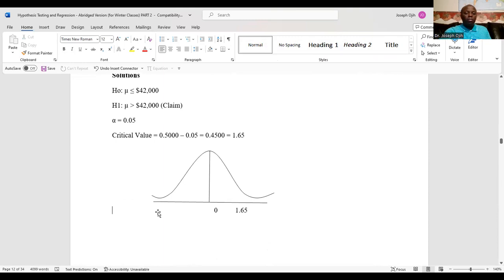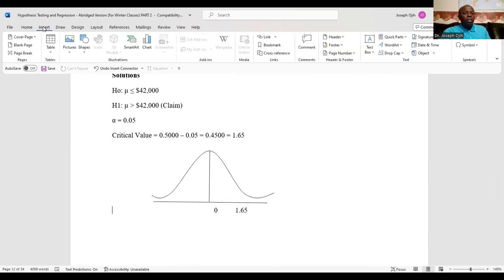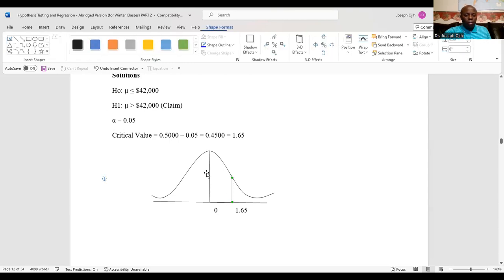So now we can share the numbers to show you. 1.65 is located here. And then this is it. That would tell you the critical region is on the right side, as you can see. The place I'm shading now represents the critical region.